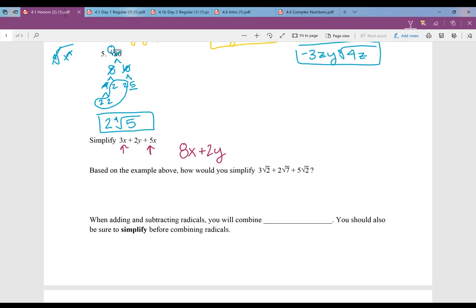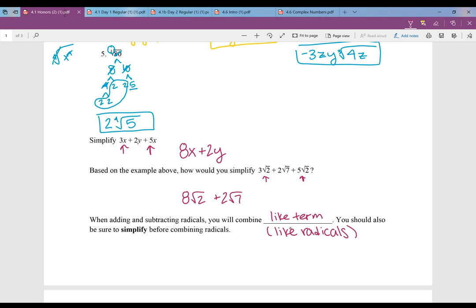Now, based on that example, how would you simplify 3 root 2 plus 2 root 7 plus 5 root 2? Well, you could look and see that 3 root 2 and 5 root 2 have like radicals, right? They're kind of like terms. If we have 3 root 2's over here and we're adding 5 more, then we're going to have 8 root 2's. And then 2 root 7 is just going to stay by itself. So when we're adding and subtracting radicals, you're going to combine like terms, or your like radicals.